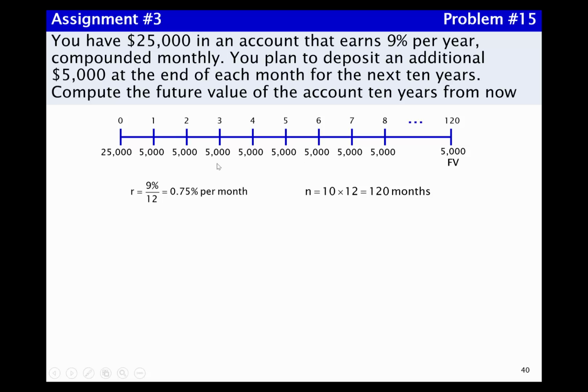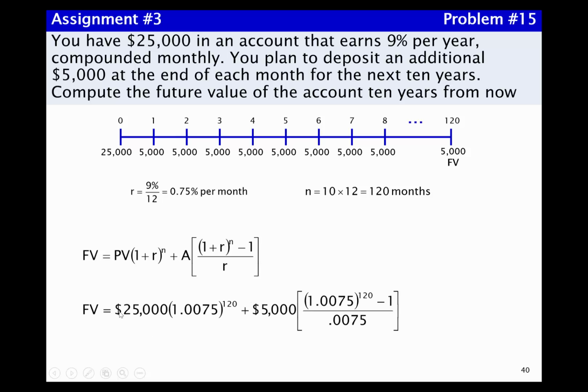So all we need to do is take the future value of the present amount for the $25,000, and then take the future value of the annuity with $5,000 as the annuity. Both must be done using the monthly rate and the number of months. So here's the first part. I'm taking the future value of the present value, and here I'm taking the future value of the annuity, with both parts done on a monthly basis.